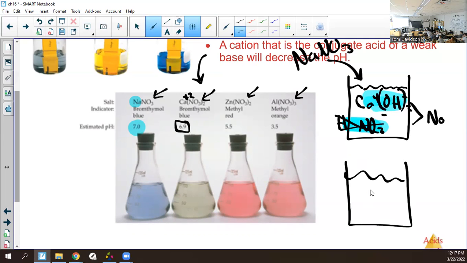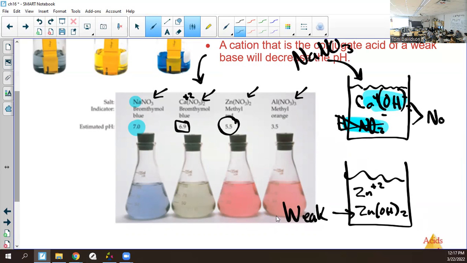But now zinc, we add zinc to this. The NO3 we don't care about. So now I have Zn plus 2, and we're wondering, is zinc hydroxide going to form a base? So the question is to know if zinc hydroxide is strong or weak. Have we memorized that one? No, that means it is weak. So it will have an effect on the pH, and it went from 7 to 5.5.